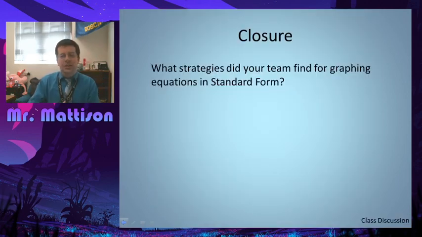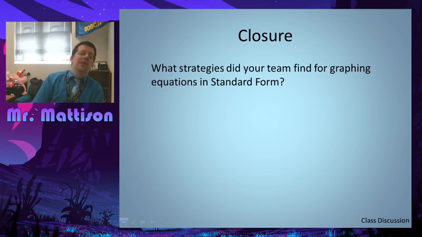So what strategies did your team find for graphing equations in standard form? The big one is if you find those intercepts, those are two key points, and then you can find the vertex by going right in the middle of those, then plugging that x value in to find its corresponding y. Once you have the vertex and those two intercepts, that's really all the points you need to get a decent estimate for what the graph is. The only downside of that is if it doesn't have intercepts, or it's really hard to factor, it's not as easy to graph that. So that's the downside of the non-graphing form.